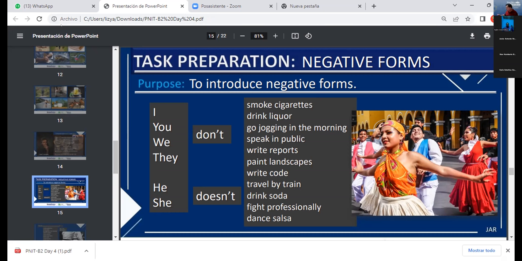Exercise. To introduce a negative form. I don't smoke cigarette. You don't travel. They don't dance salsa. She doesn't drink soda. He doesn't write report. I don't speak in public.